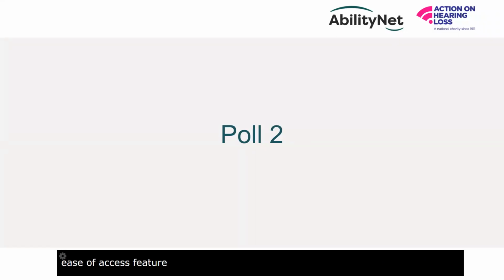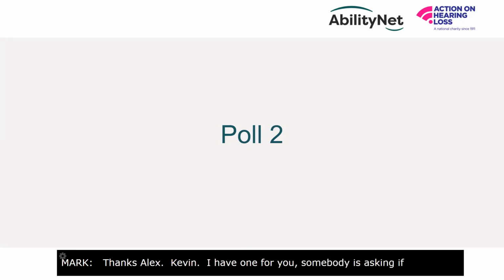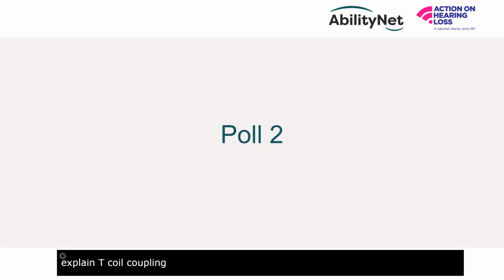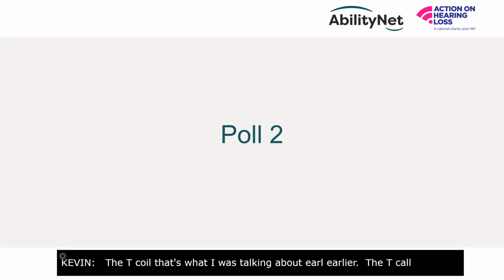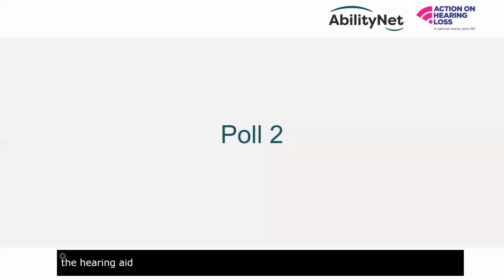Great. Thanks, Alex. Kevin, I've got one for you. Let us know if you're able to respond on the webinar. Somebody's asking if we could explain T-coil coupling with regards to hearing aids. Yeah, the T-coil, that actually is what I was talking about earlier, hearing aid compatibility. The T-coil is inside the hearing aid, and it picks up the signal from hearing loops and hearing aid compatible phones. Okay, brilliant. Thanks for the clarification.